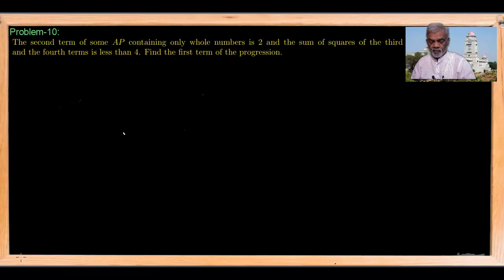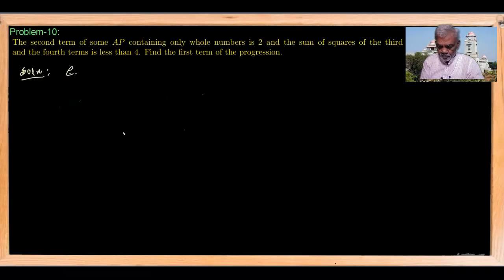Problem 10. The second term of some AP containing only whole numbers is 2, and the sum of the squares of the third and fourth term is less than 4. Find the first term. Here, the solution I would like to write down here.